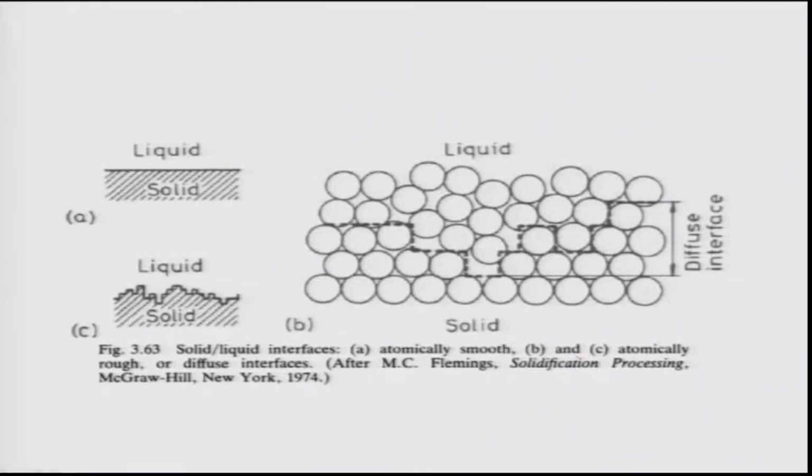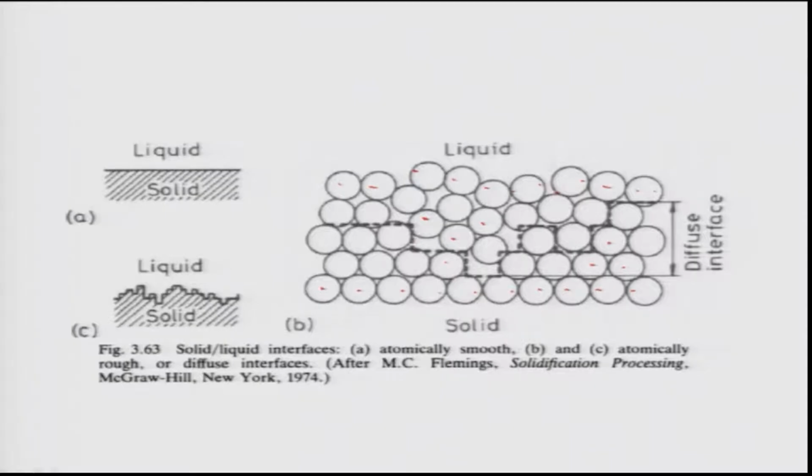In an atomically rough surface you have a diffuse interface. What is the meaning of diffuse interface? It means a large number of atoms are present at the interface. These atoms are neither part of the solid nor part of the liquid. Why? Because in solids atoms are nicely ordered, and in liquids atoms are random, there is no order. In between, somewhere they are ordered, somewhere they are not ordered. So they are neither completely part of the solid nor completely part of the liquid.